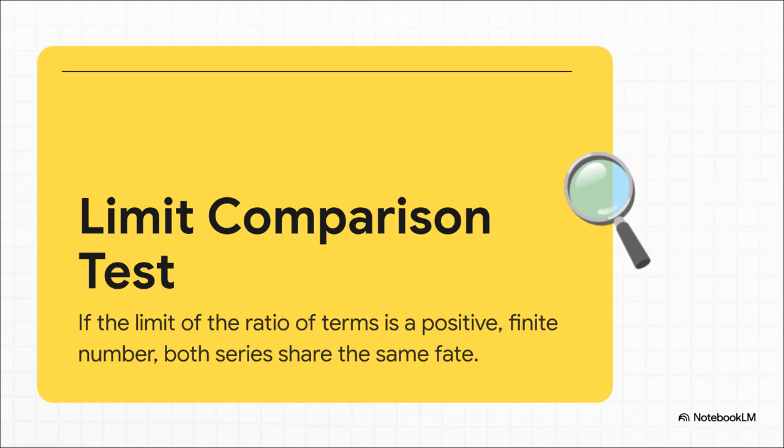You take the terms of your messy series and divide them by the terms of a simple series you know. Then you see what that fraction does as n shoots off to infinity. Basically, we're asking, are these two series growing at pretty much the same rate way out there? And everything hinges on the answer to that limit, which we'll just call L.